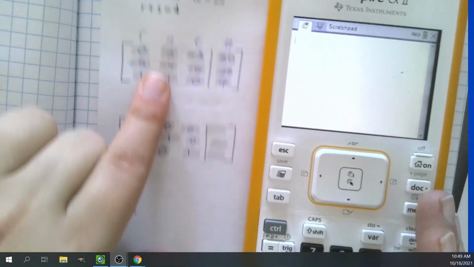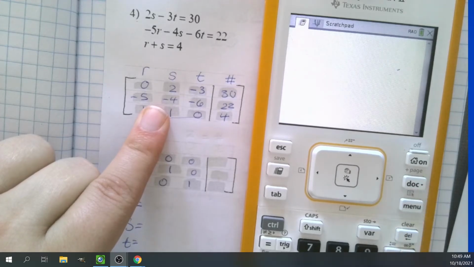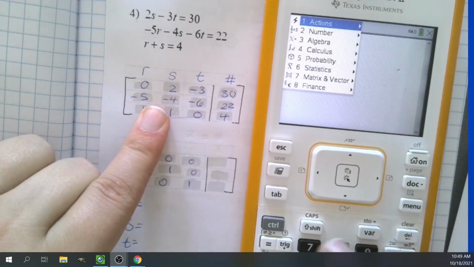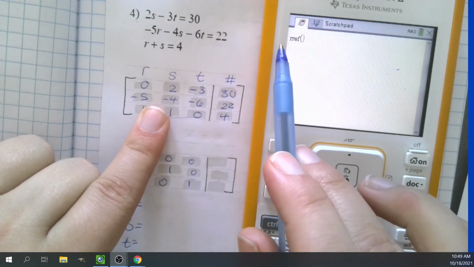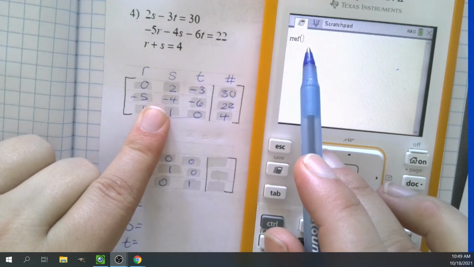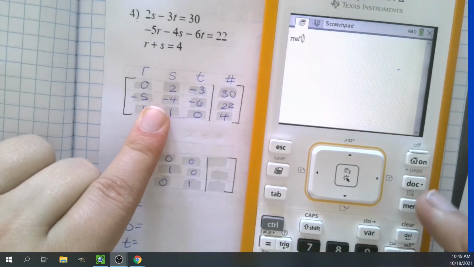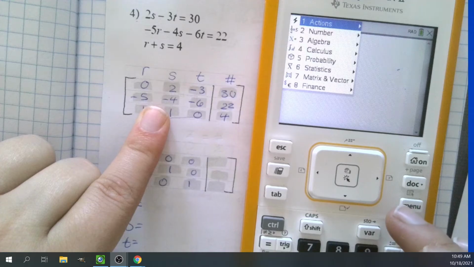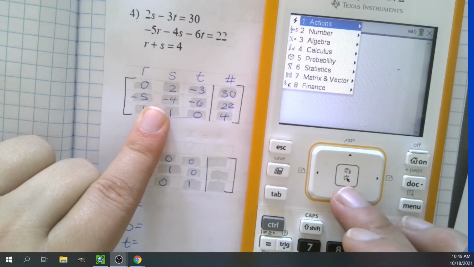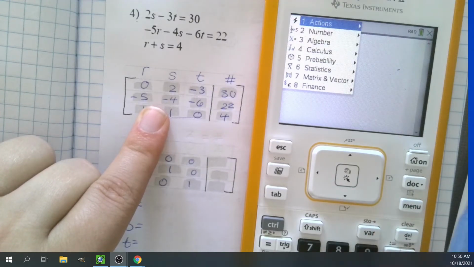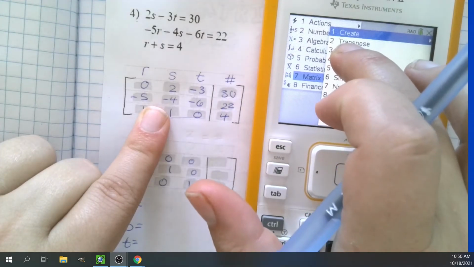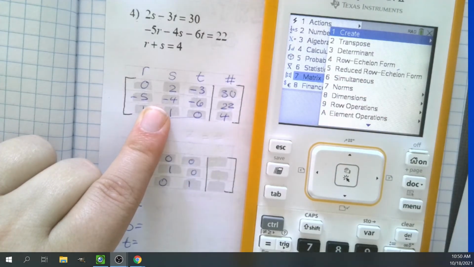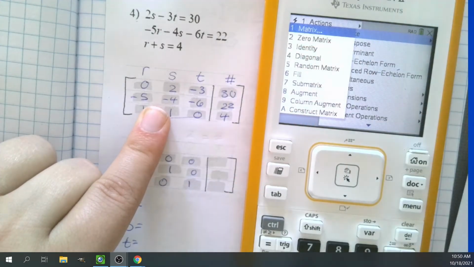Okay, did you guys put this in your calculator? We're having a hard time putting that in the calculator. You're going to go to menu 7.5. It says RREF with parentheses. Then you're going to go to menu 7. And then see how it says create? We're going to create a matrix, just a regular old matrix.